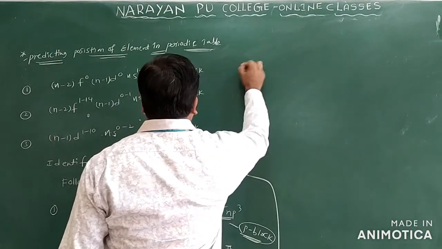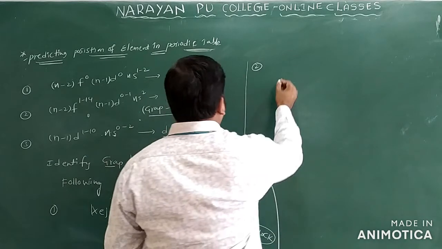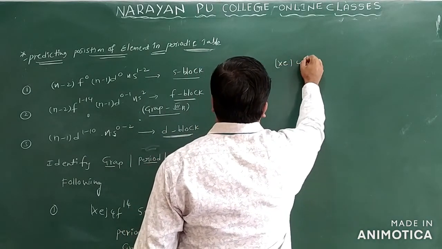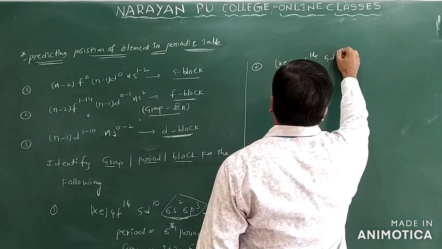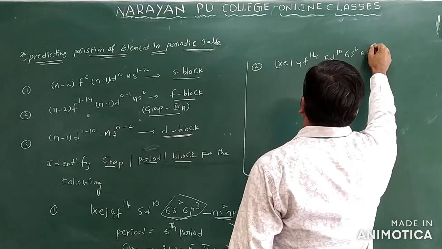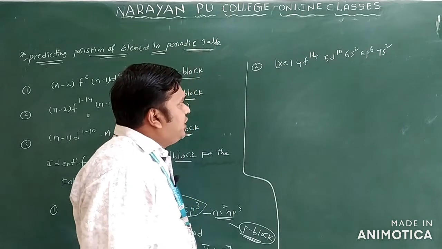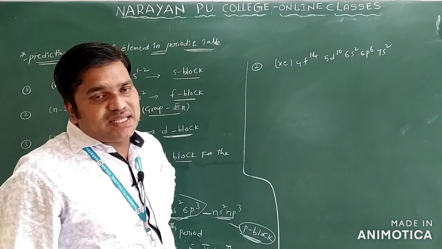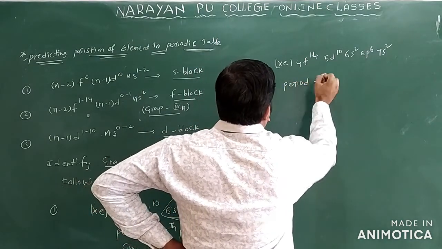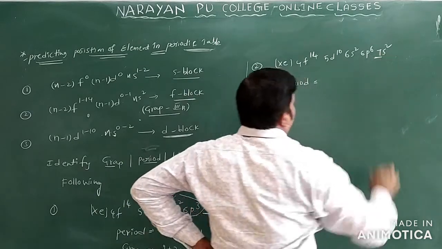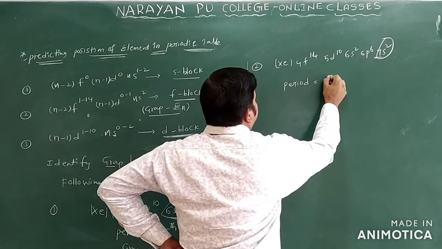Let us see one more example we have. Xenon 4f14, 5d10, 6s2, 6p6 and 7s2 is given. This is the question: [Xe] 4f14 5d10 6s2 6p6 and 7s2 is there only. So we will identify the period number first. For the period number, you see the outermost shell value. The outermost shell is 7s2, and that outermost shell has principal quantum number 7. So the period number is 7 only.